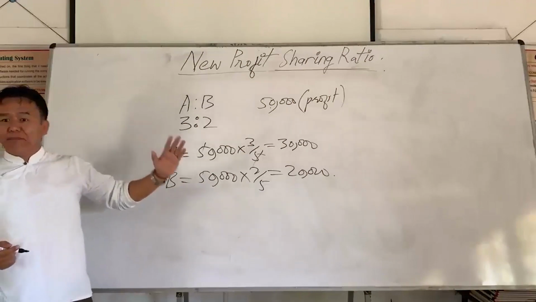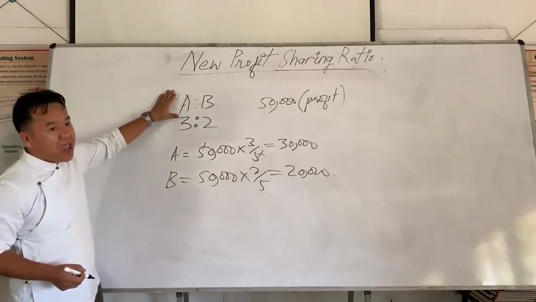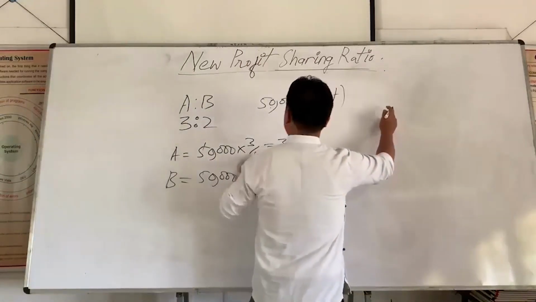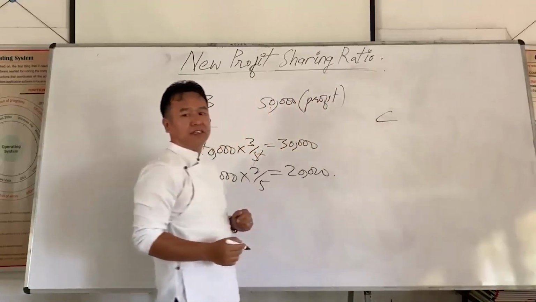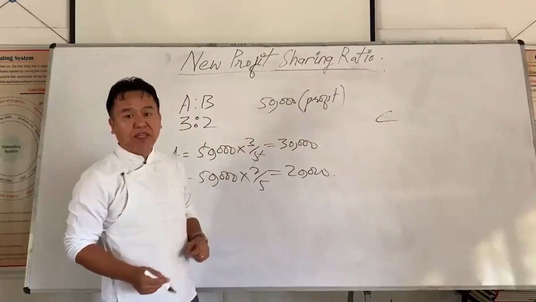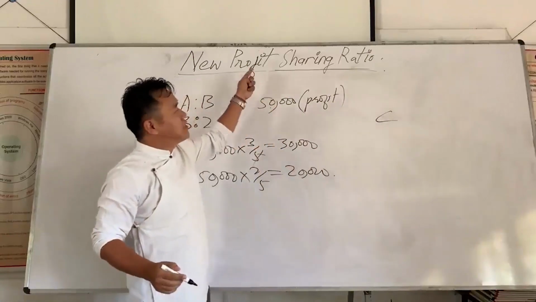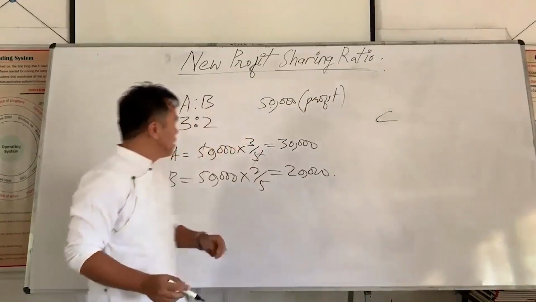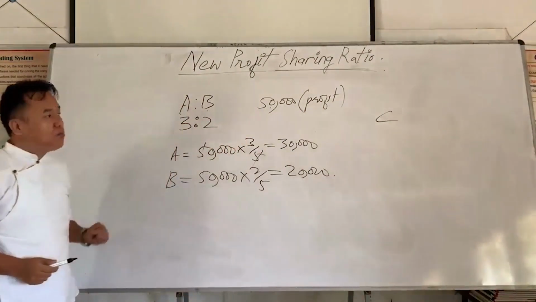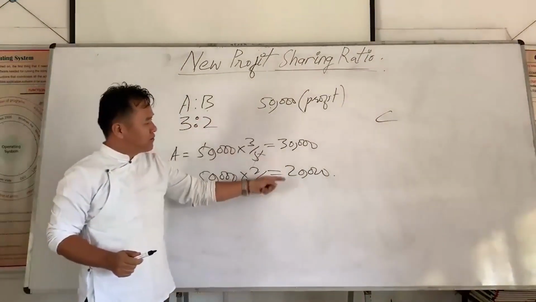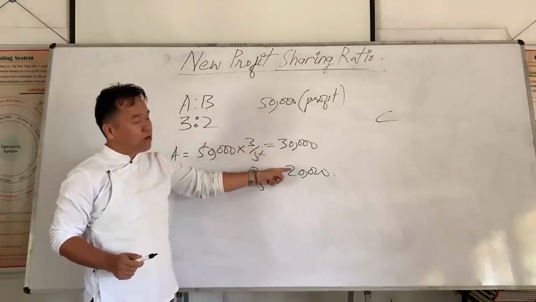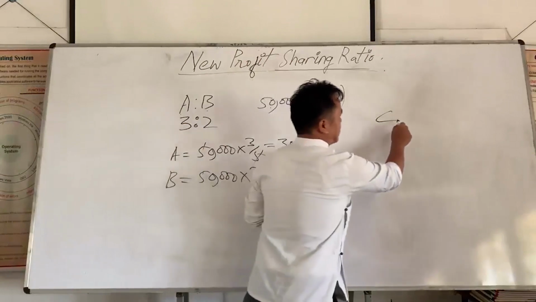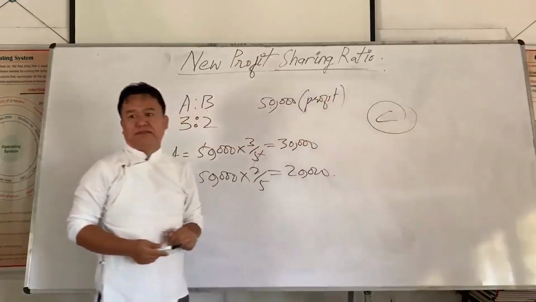Now, if A and B admit C as a new partner into the partnership firm, then we have to calculate the new profit sharing ratio. The reason is that A and B are no more going to get the same amount of profit that they used to get earlier, which is 30,000 and 20,000, because they sacrifice a part of their share in favor of C.